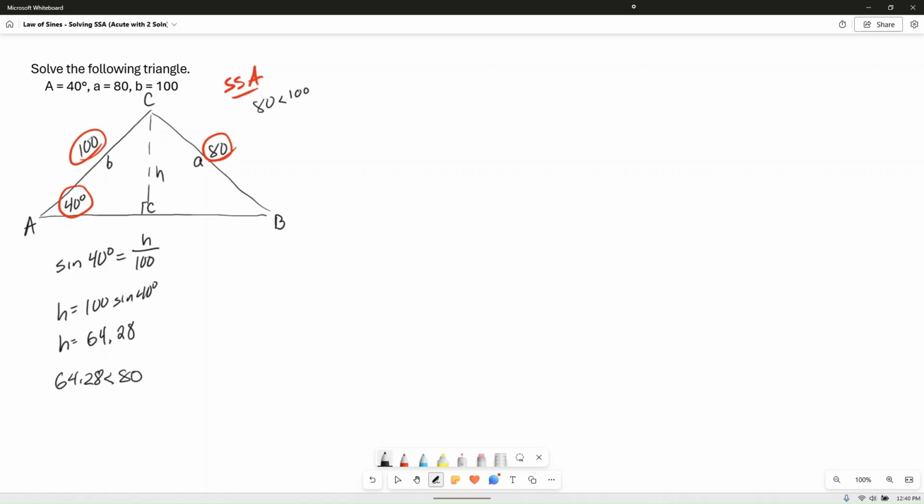So what we should observe here is that the height of 64.28 is less than the length of the opposite side, 80, and that's less than the adjacent side of 100. And so again, this is that Goldilocks situation. This is where we're going to end up having two solutions, and we need to solve for both of them.